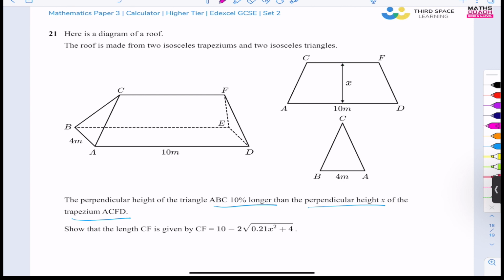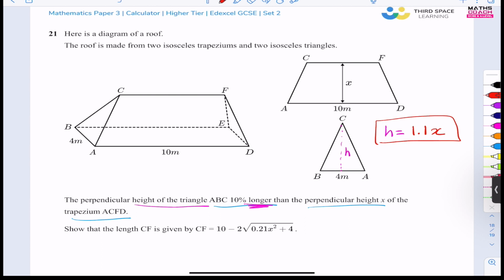If we do the same thing for our triangle, let's just break it down. So this is our h, let's call it h. We are told that h is the perpendicular height of the triangle, which is 10% longer than the perpendicular height x of the trapezium. So if it's 10% longer, the multiplier is going to be an increase, so it's going to be 1.1. So 1.1x. So h would be equal to 1.1x. That's very, very important. That's an expression for the height of our triangle.